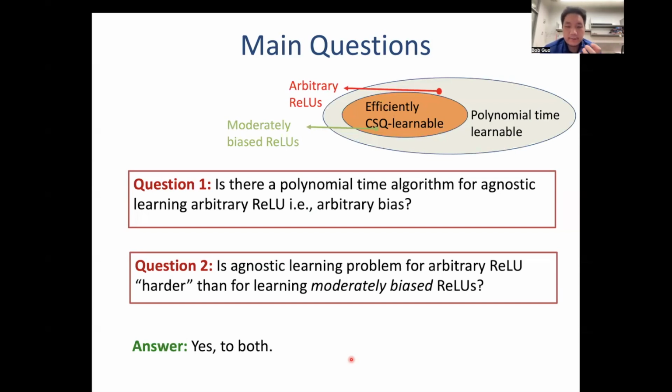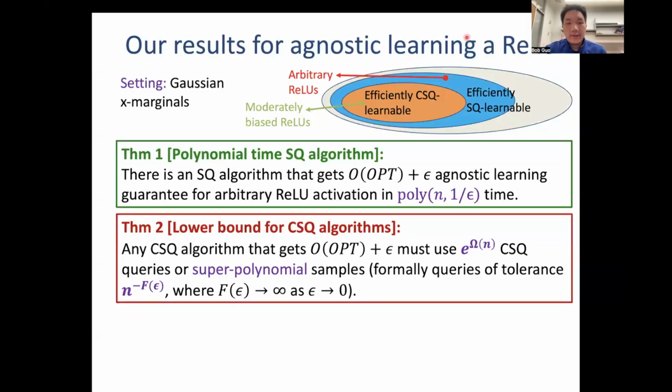The arbitrary ReLU neuron is polynomial time learnable, but it is not CSQ learnable. Now, here are the main theorems. Notice that there's a set of problems between the CSQ learnable problems and all of the polynomial time learnable problems, and this is called SQ learnable problems. SQ stands for statistical query. Basically, it is again a restriction on the algorithms, but a more powerful set of algorithms than the CSQ algorithms.